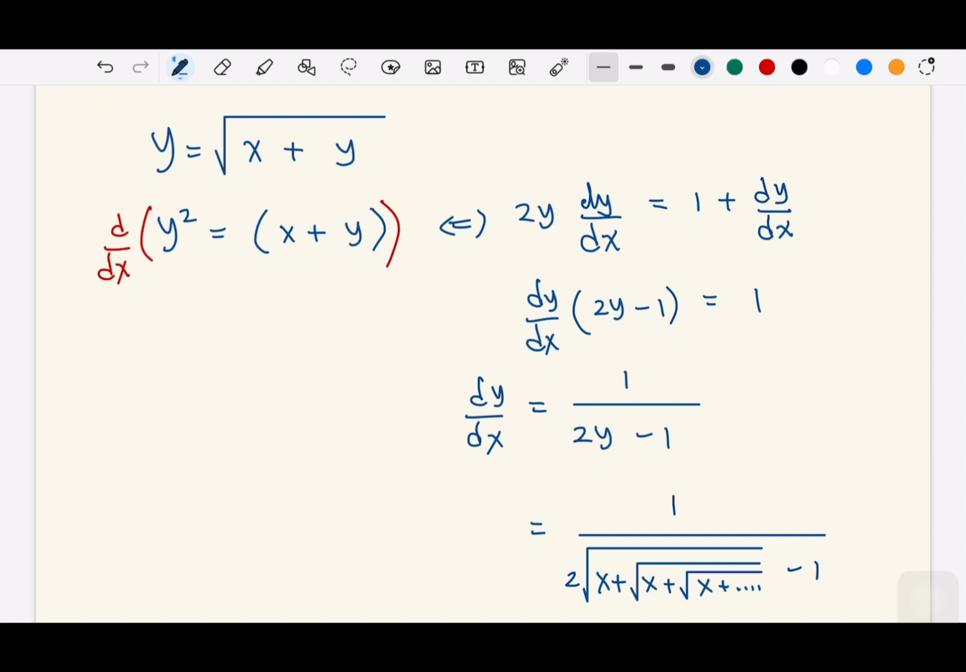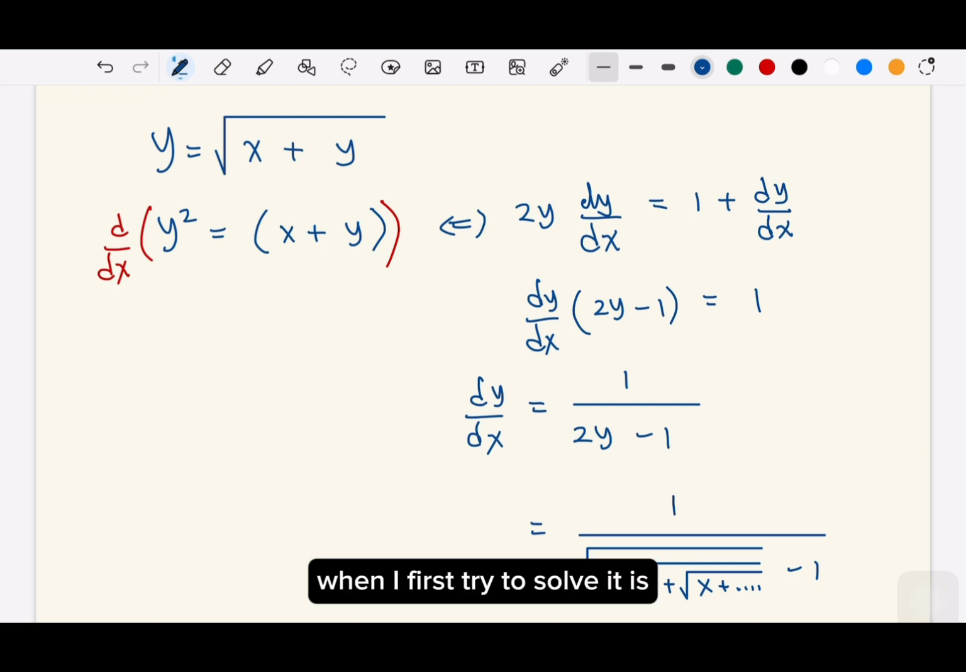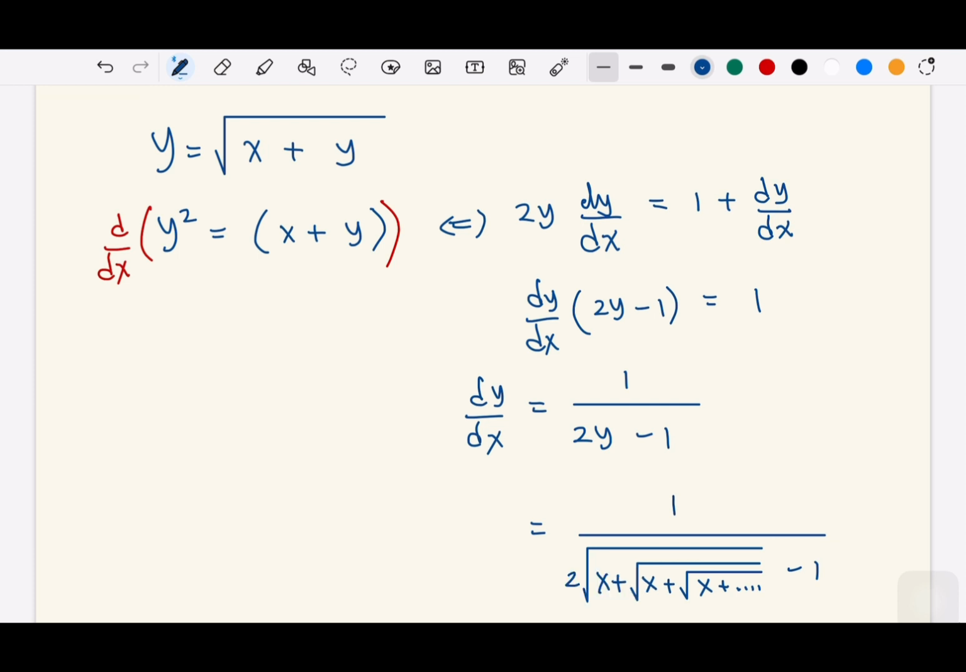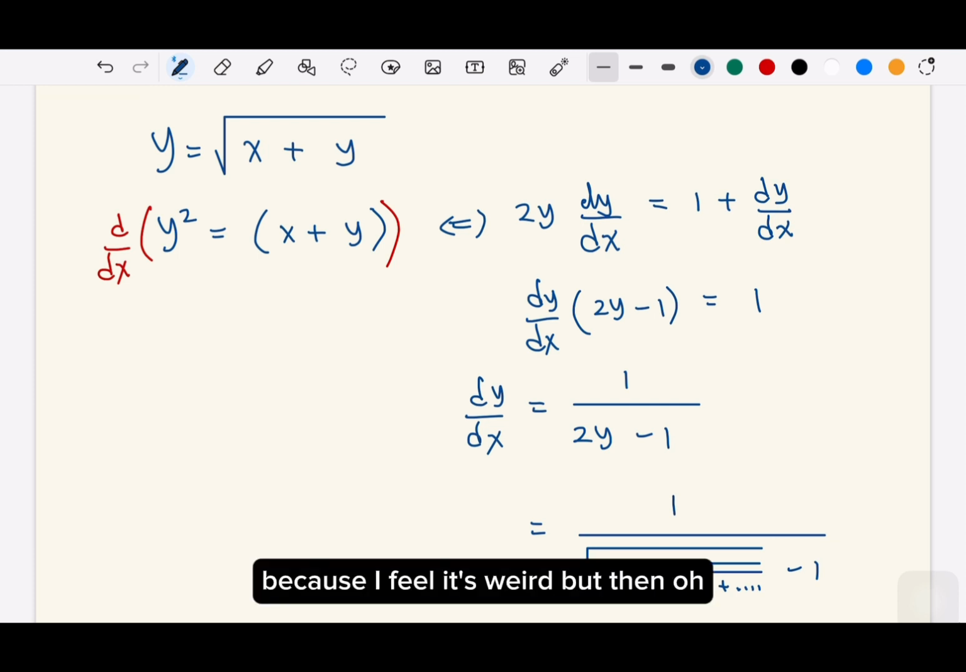This is when I first tried to solve this, it's also, because I feel it's weird, but then I realized that it's getting repetitions.